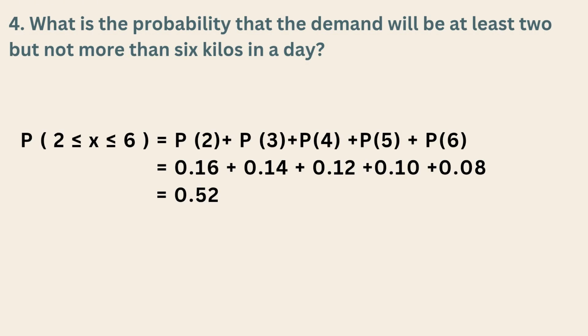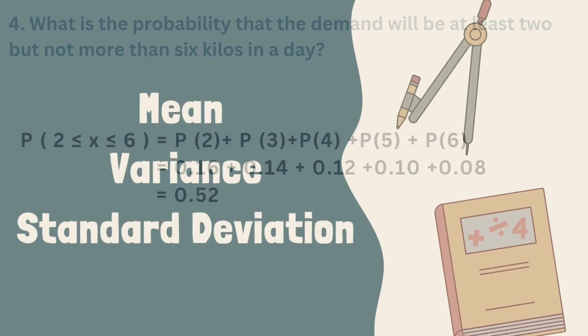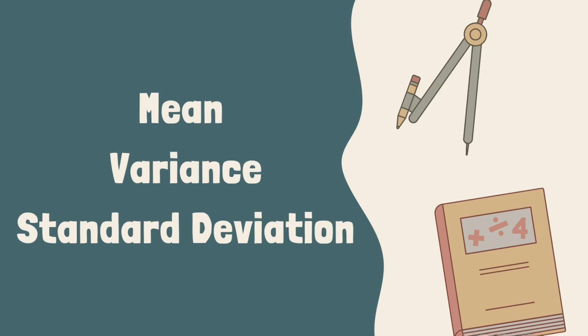Let's distribute the probability of each number from the table, then we will add all of them. So, the answer should be 0.52. So the P of x greater than or equal to 2 but less than or equal to 6 is equal to 0.52. So our next topic is mean, variance, and standard deviation.